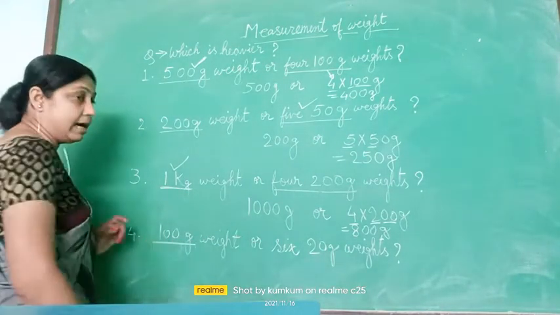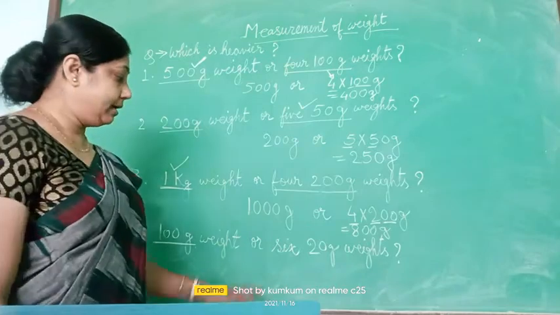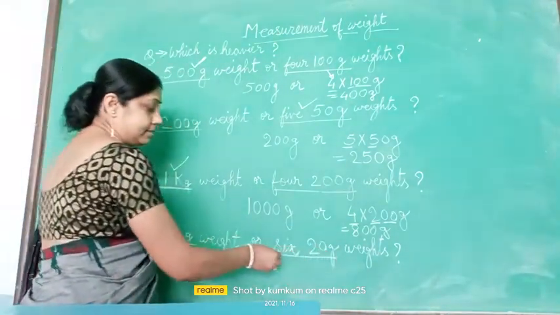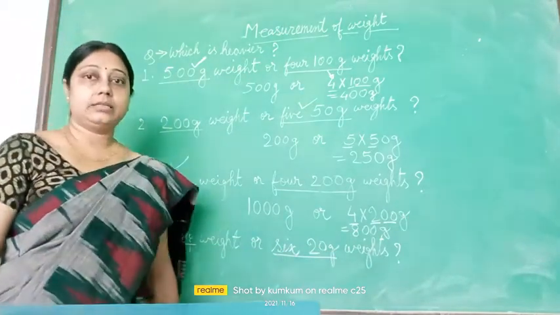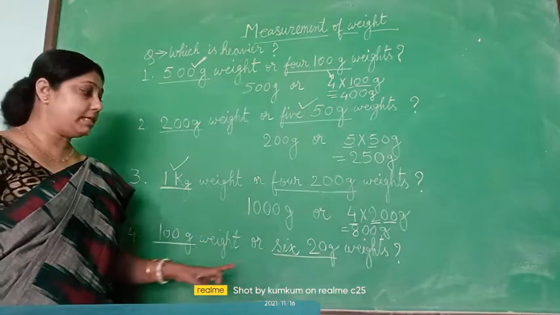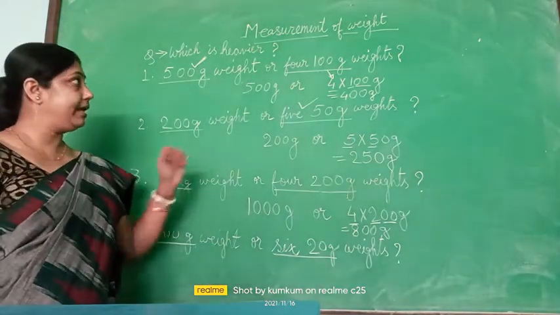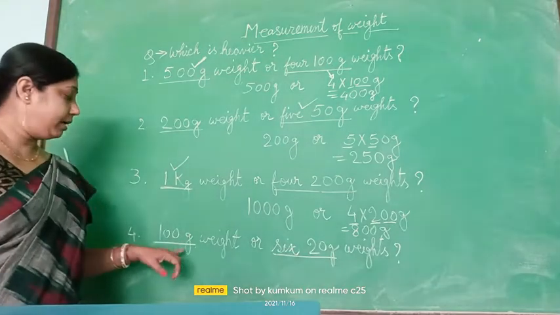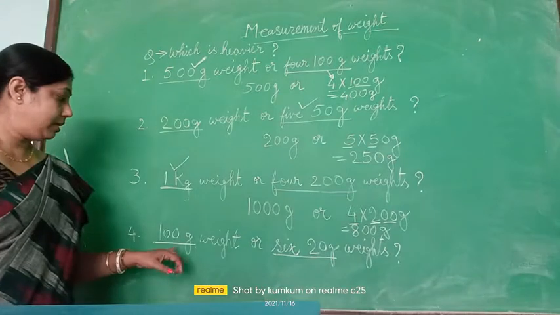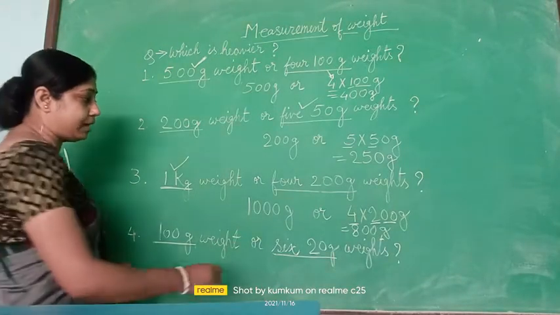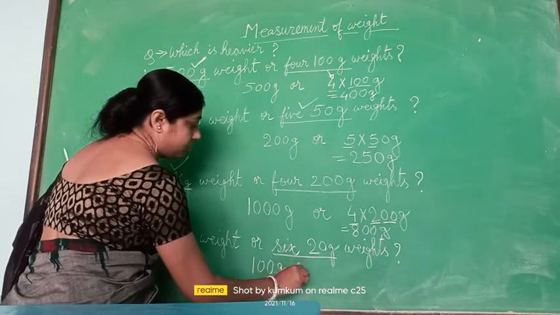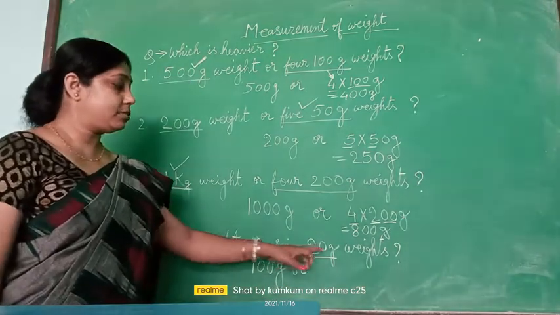What is this? 100 gram weight and 620 gram. So I am going to underline 620 gram weight. Okay, so which is heavier? We are finding out which is heavier. Now, here also gram, this side also gram, so no conversion is required. So I am going to write down 100 gram, and now 620 gram.